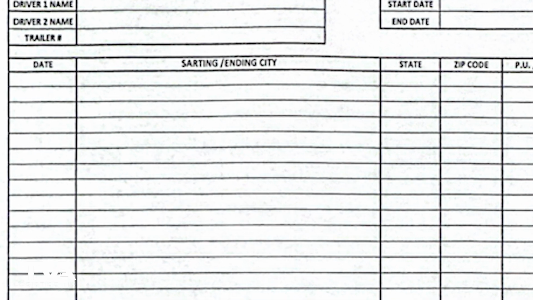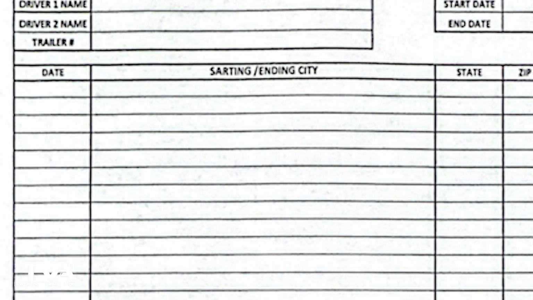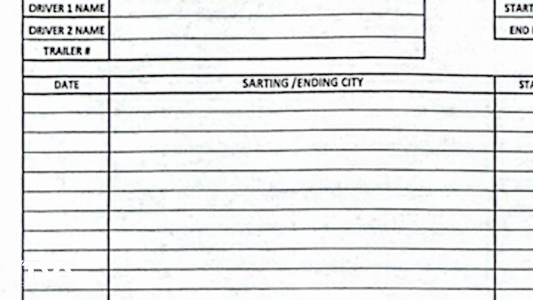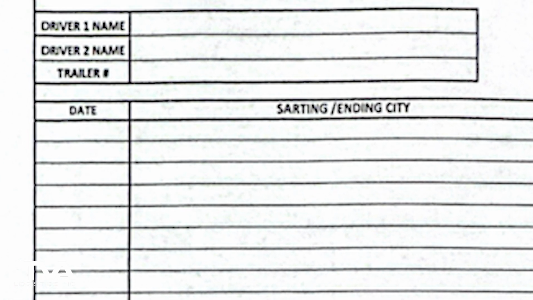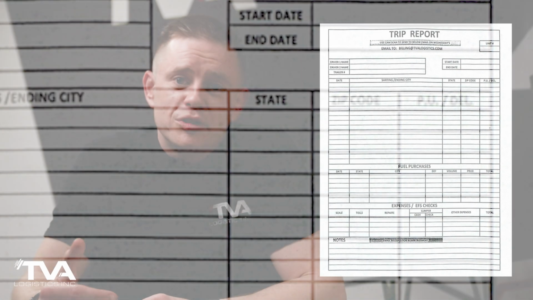The next section you'll see on your trip report is load information. This is where you'll put any loads that you've delivered for the week. You'll start by putting the date you picked up the load, the location that you picked up the load from, and the state and zip code. You'll finish by putting if you picked up or delivered that load.